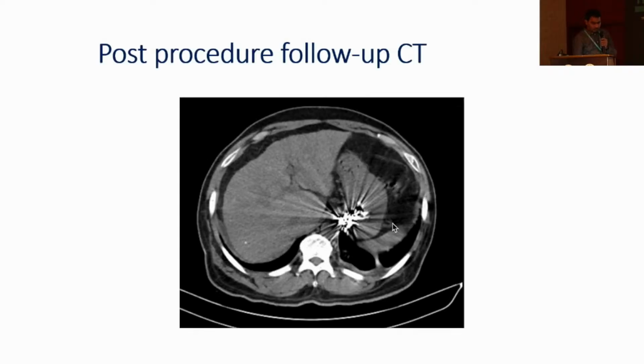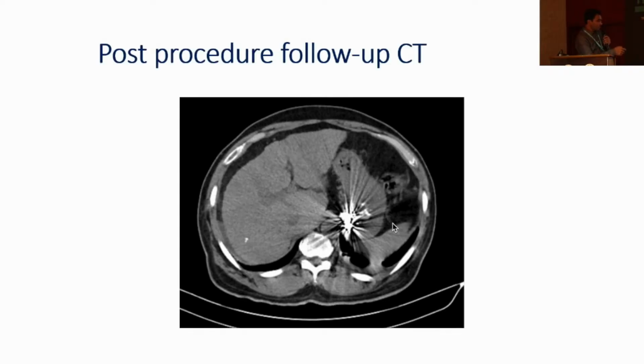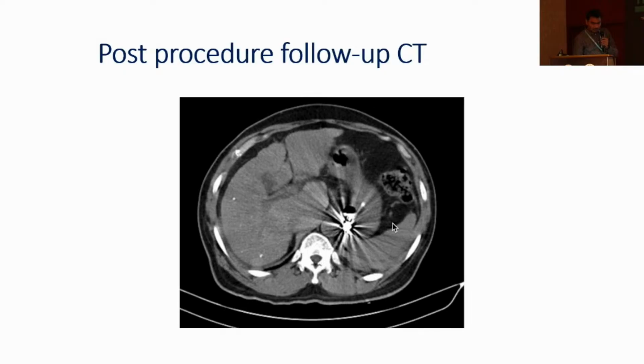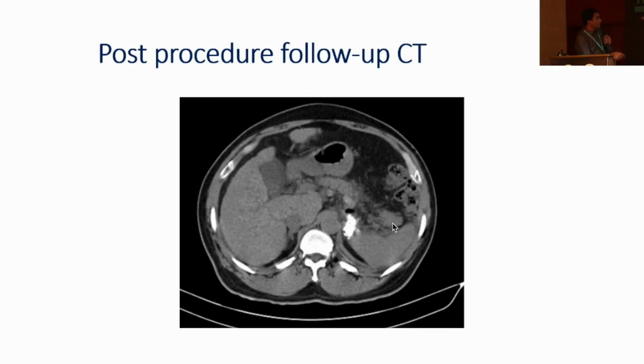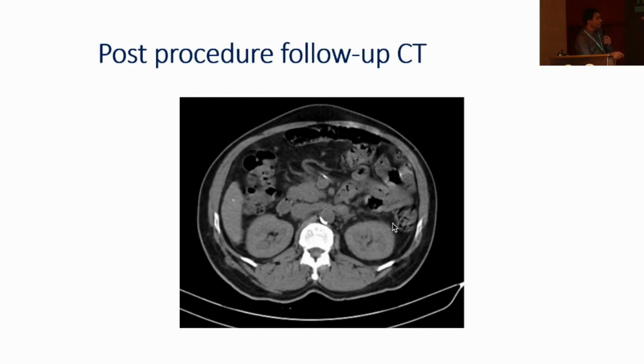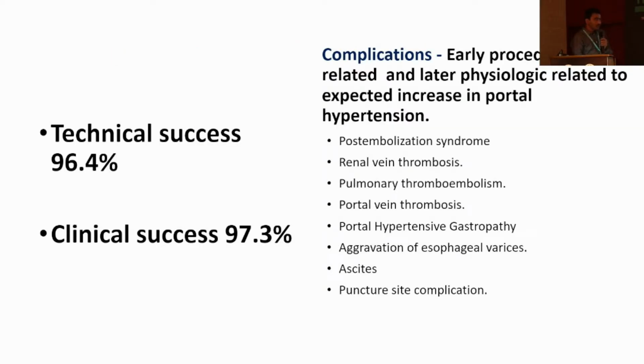So this is the post-procedure CT. We can see the previous coil mass and the occluded gastrorenal shunt as well as the gastric varices. And the technical success rate can be close to 97%, as well as the clinical success rate in the form of no rebleeding.